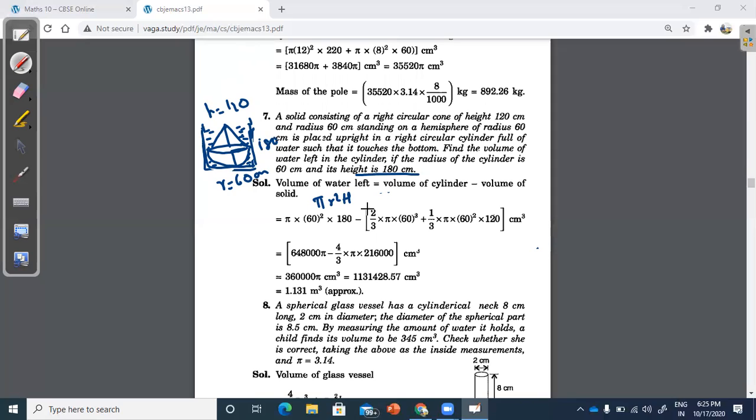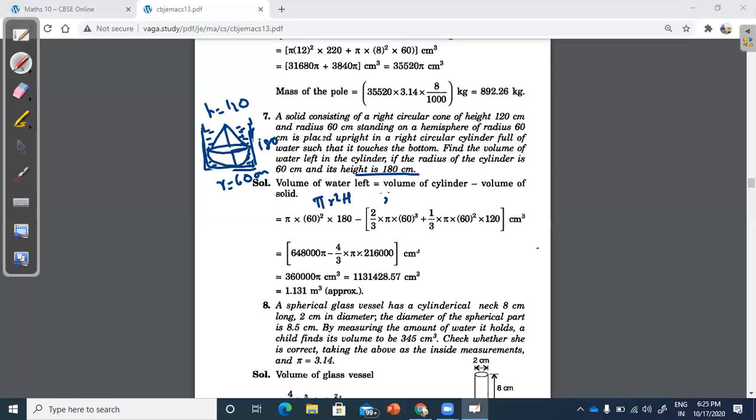And what do you have to do? You have to subtract both of these because these are the figures which are put inside the cylinder. The water is not present there, so we'll have to remove that portion because the solid is occupying that space. So what are the figures here?